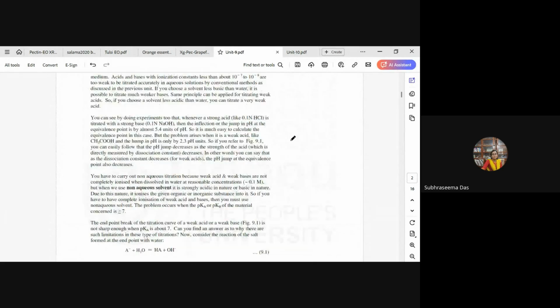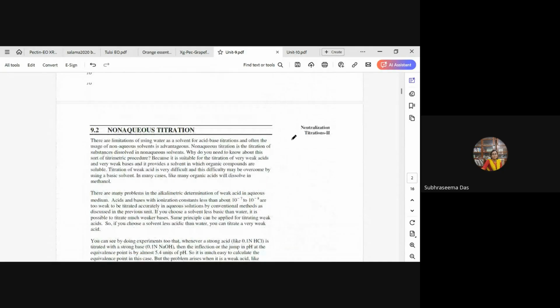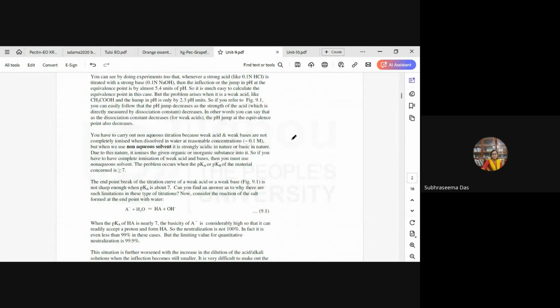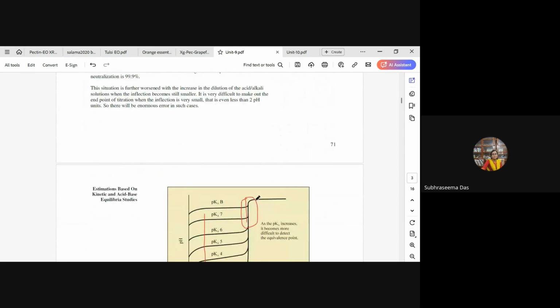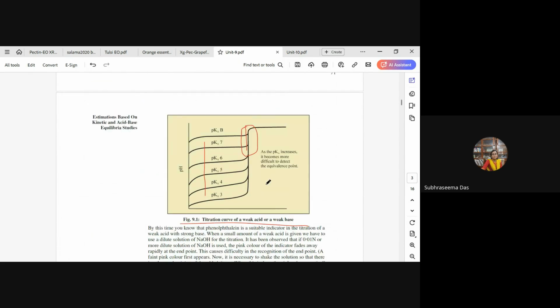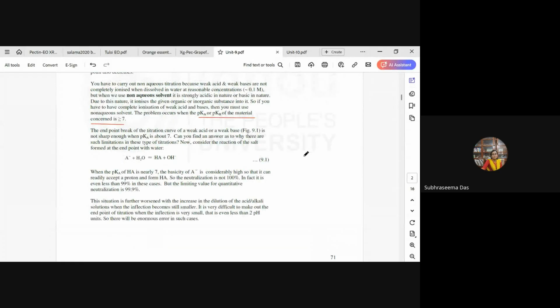This is just an example. When we use a non-aqueous solvent, which is strongly acidic or basic in nature, we can see that the problem arises where the pKa or pKb of the material concerned is greater than 7. The end point break, as shown in this figure 9.1, is very difficult to calculate.